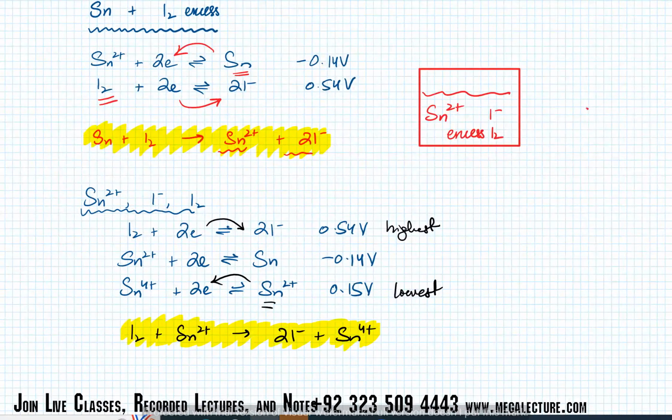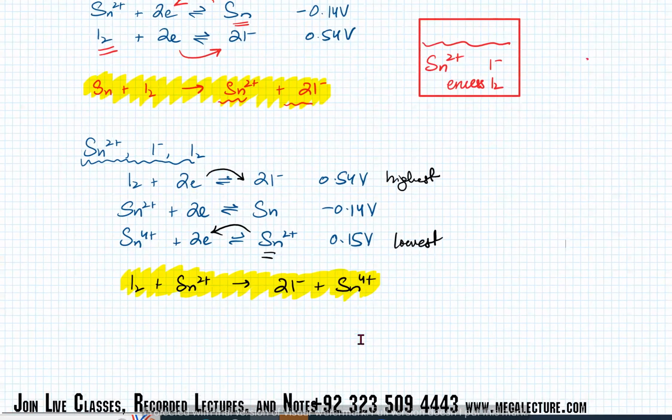So I got both my equations. What has happened is that in the first reaction, Sn turned into Sn2+, but then the reaction did not stop. Then the Sn2+ further turned into Sn4+. Is this clear?